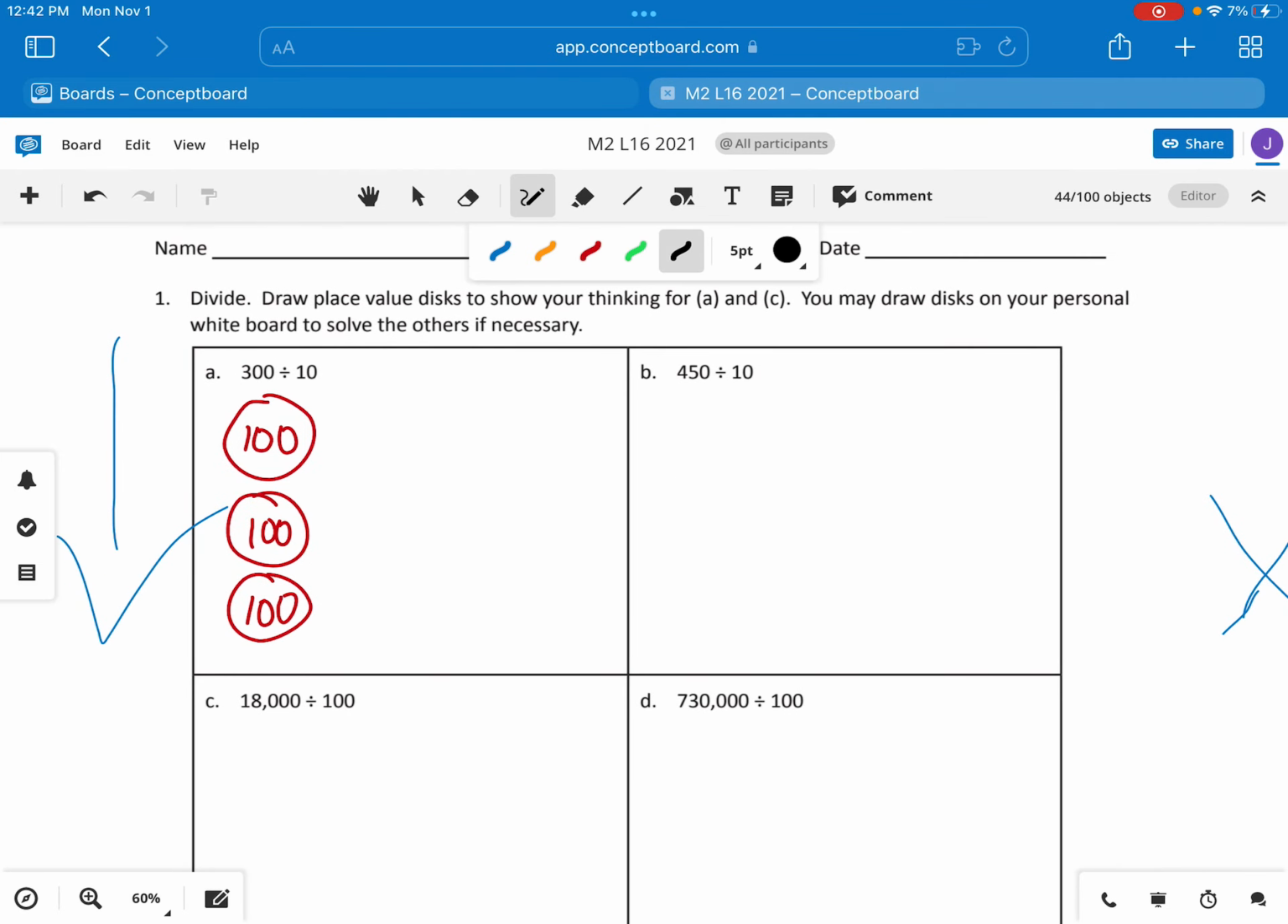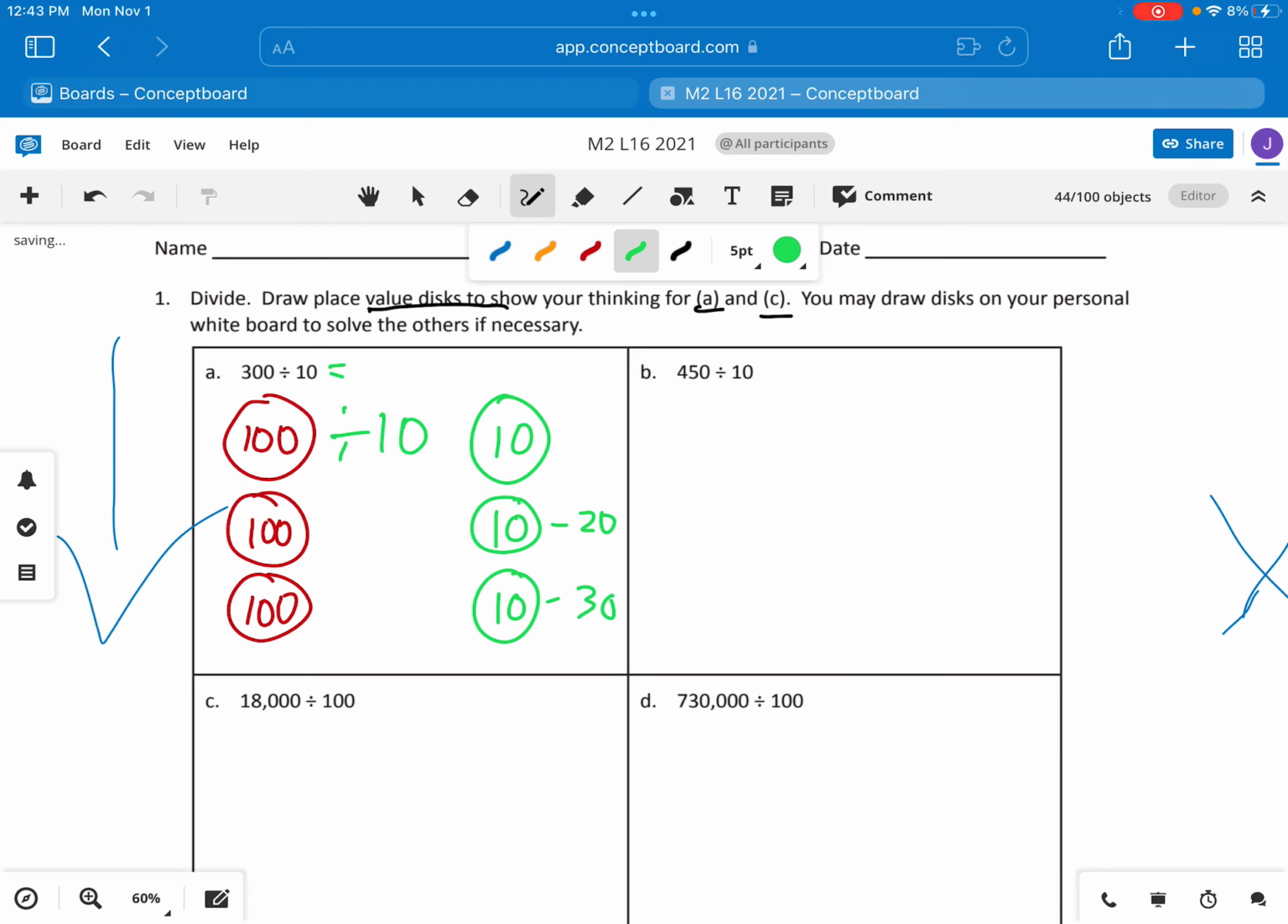So it says that you can draw a disk. For A and C you have to draw them, but you don't have to for the others, but it does help you out, so please draw it out if you can. So here we have 300. I have 3 disks that show 100 each. If I divide one of these by 10, I would get 10. So basically I have 3 tens. And if I count 10, 20, 30 would be my answer, because this represents 30.